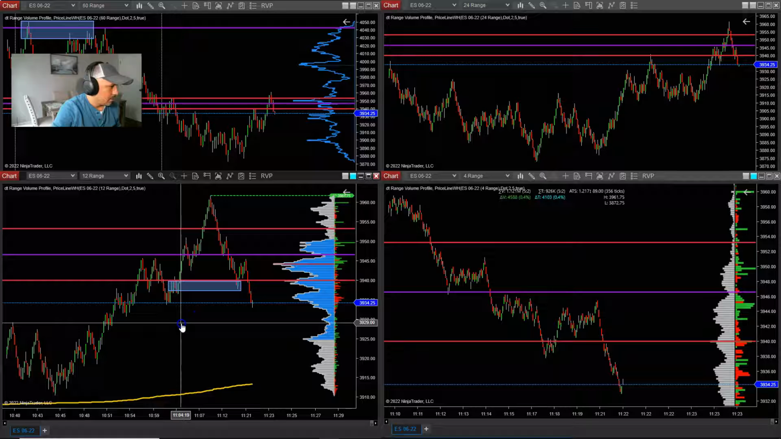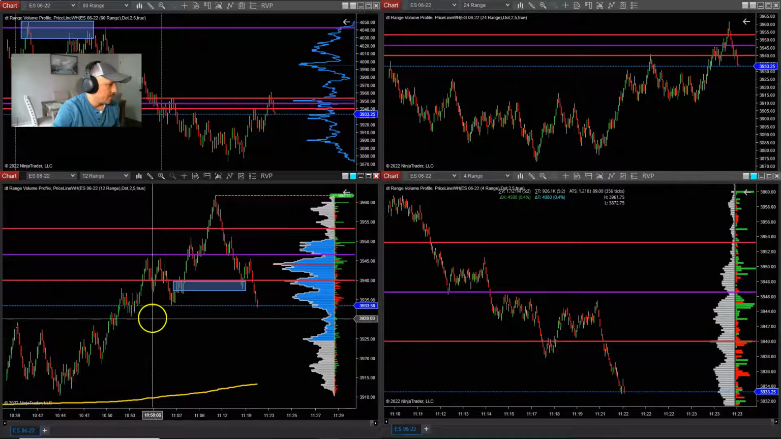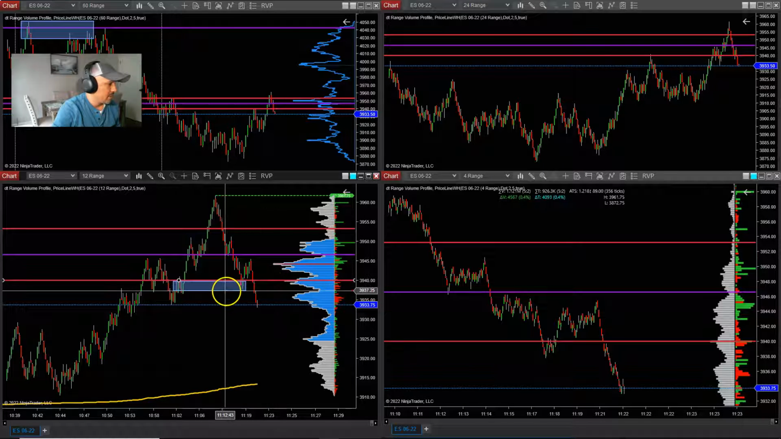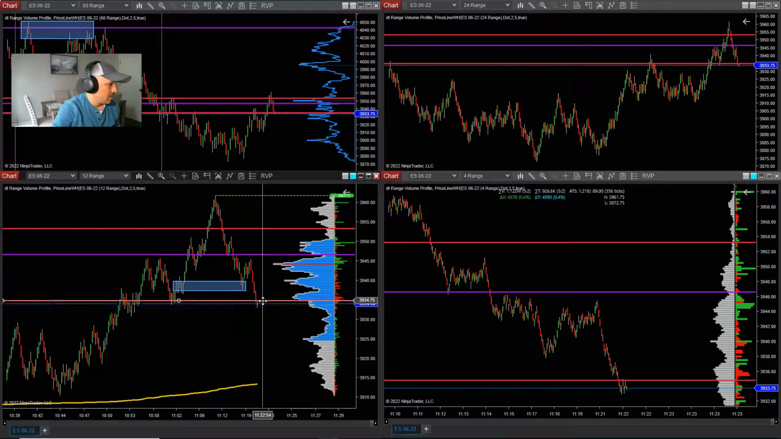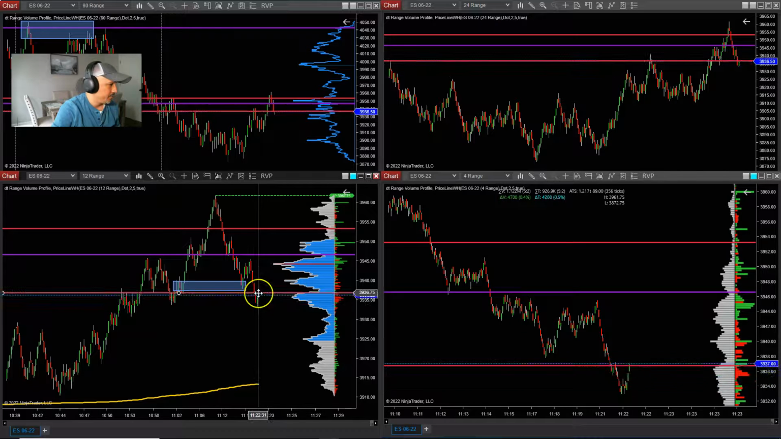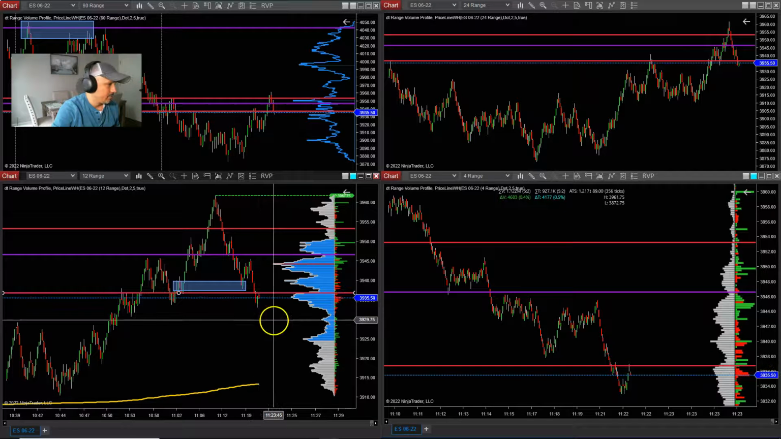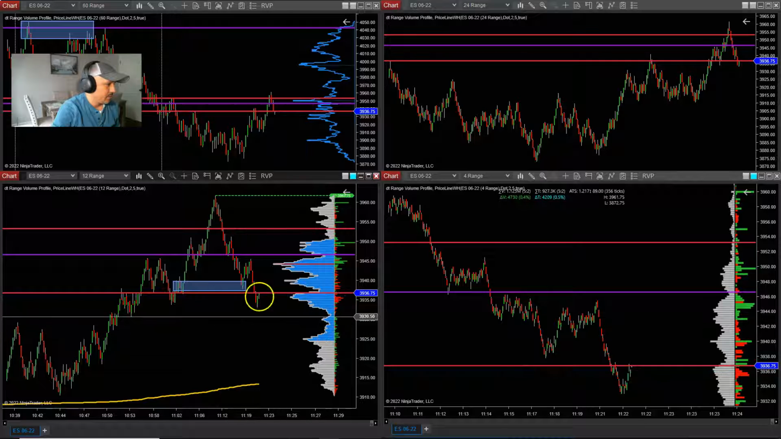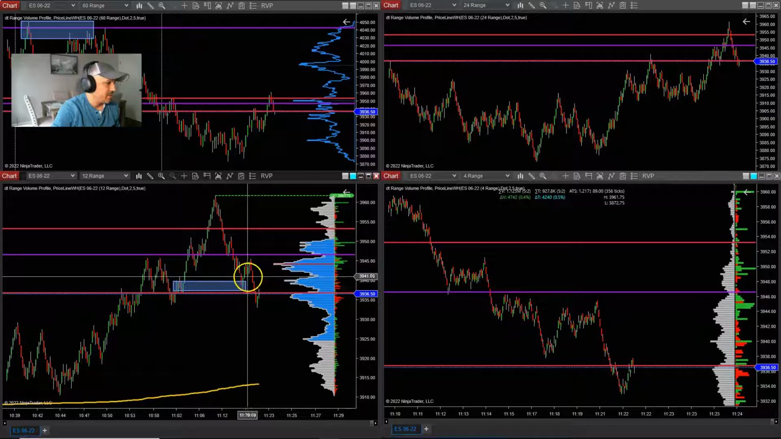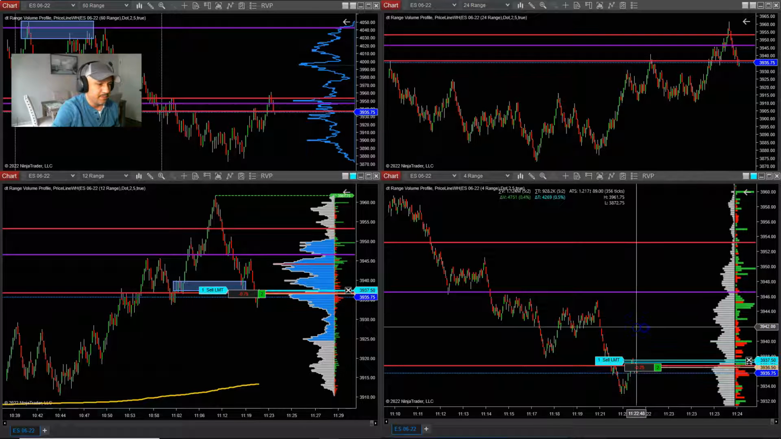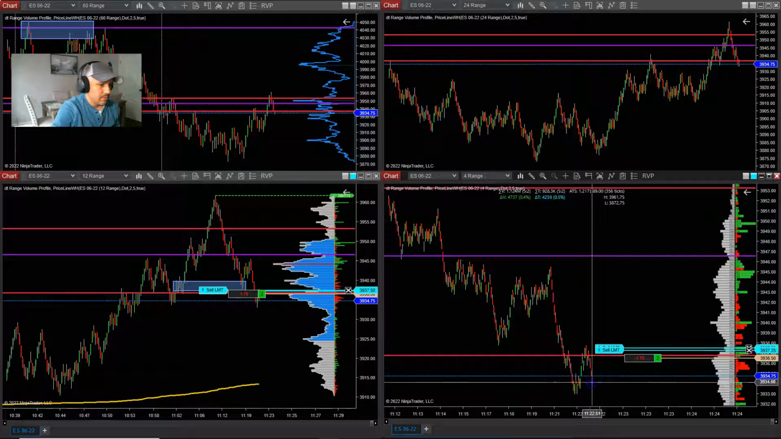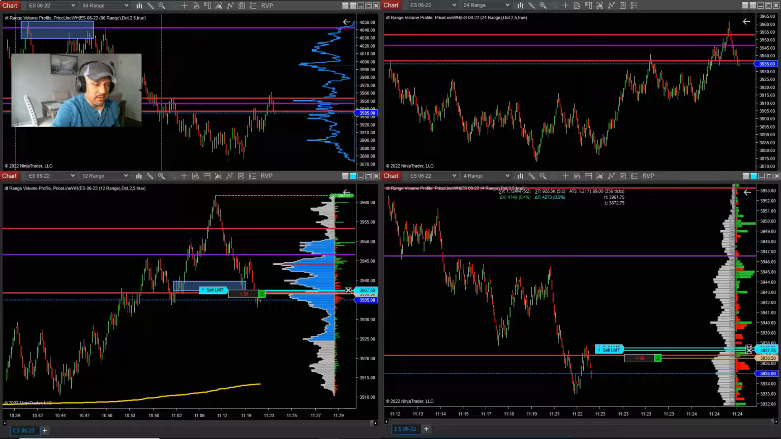All right, let's see where we're at. Broke this area now, so we'll just leave that there, just in case. I need to see price break below this area. We have resistance right here in this area, so we have to be careful with that. I'm going to take a little scalp to the upside though. Okay, I'll buy one.